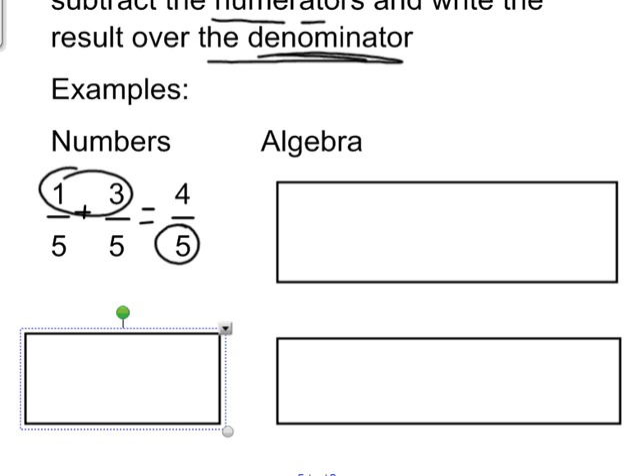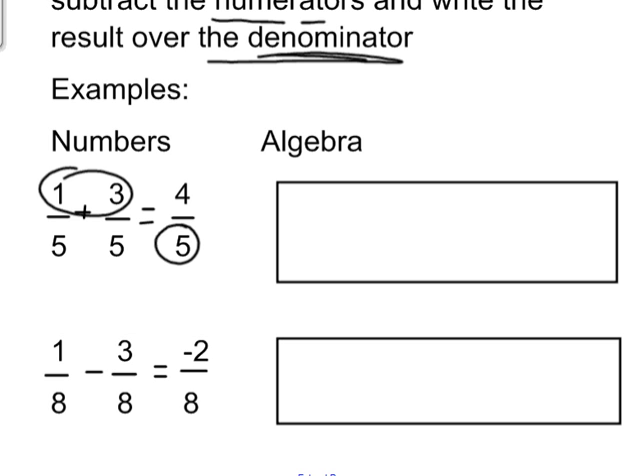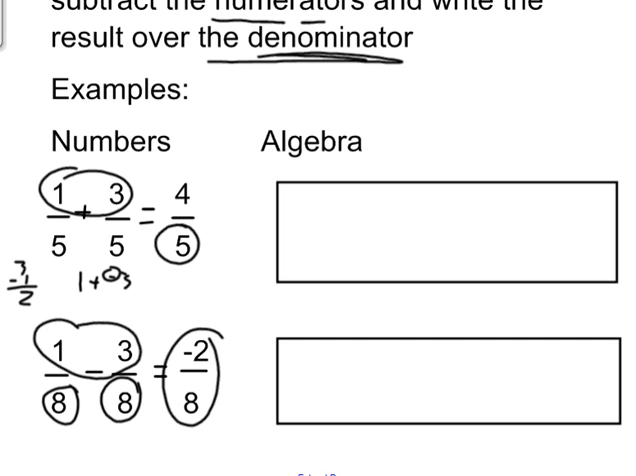If we look at another problem, here's a subtraction problem. We do have like fractions because we have the common denominator, and we're going to say it's 1 minus 3. Of course, we make that 1 plus a negative 3. 3 minus 1 is 2, and we take the negative sign, so it's negative 2 over 8. That, of course, could be reduced. Negative 2 over 8 could be negative 1 over 4, negative 1/4.